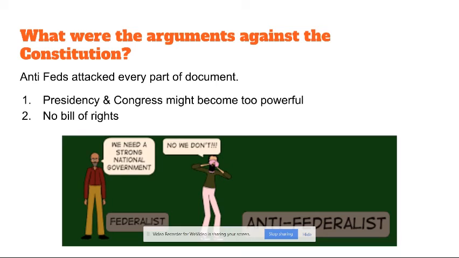So the battle lines were drawn between the Federalists and the Anti-Federalists. Now that you've watched this video, you should be able to identify the Federalists and Anti-Federalists. And you should be able to discuss some of the main arguments for and against the Constitution.